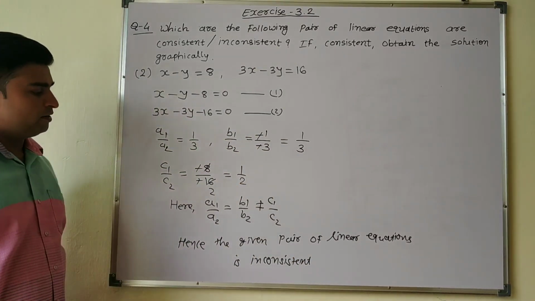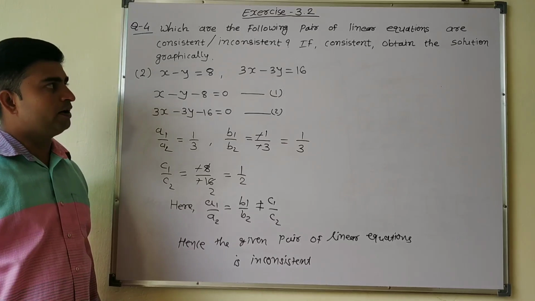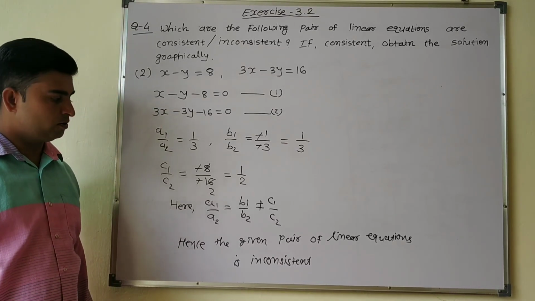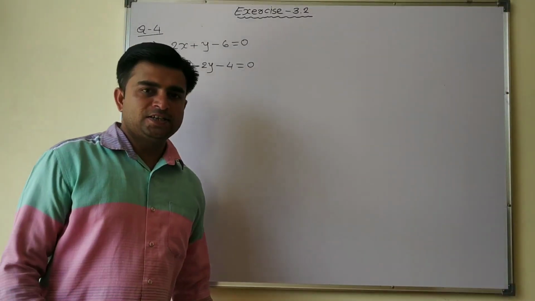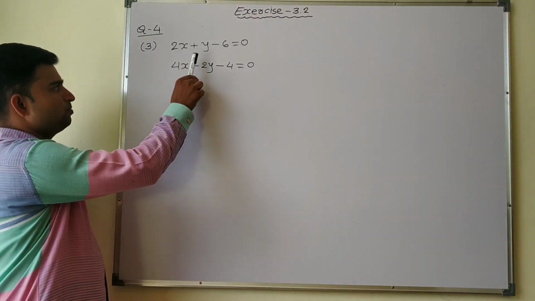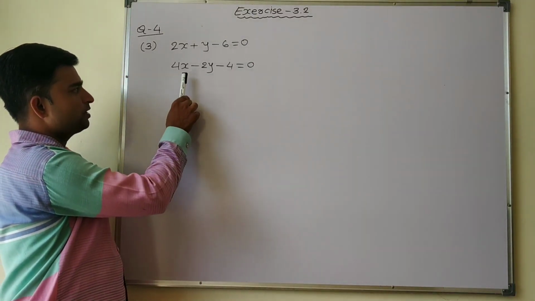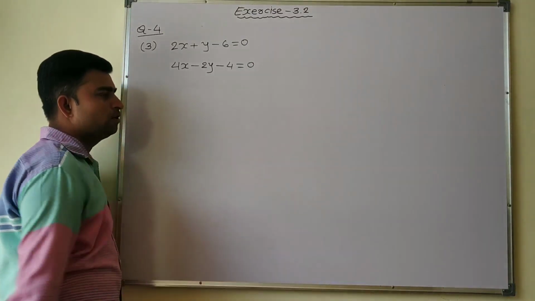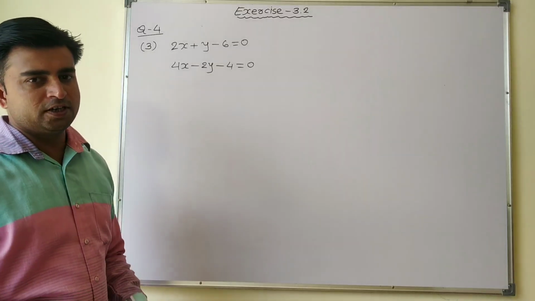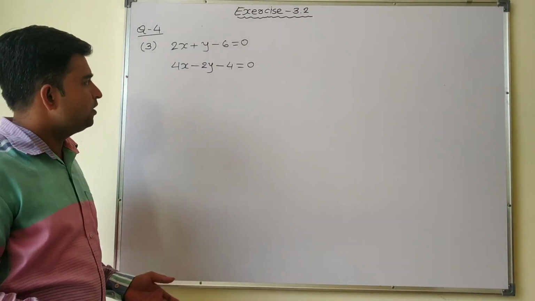Okay, so here the equations are inconsistent, so here no need to find the graphical solution. Now let's see the third number of question 4. The first equation is 2x plus y minus 6 is equal to 0 and the second equation is 4x minus 2y minus 4 is equal to 0. Here both equations are given in standard form.